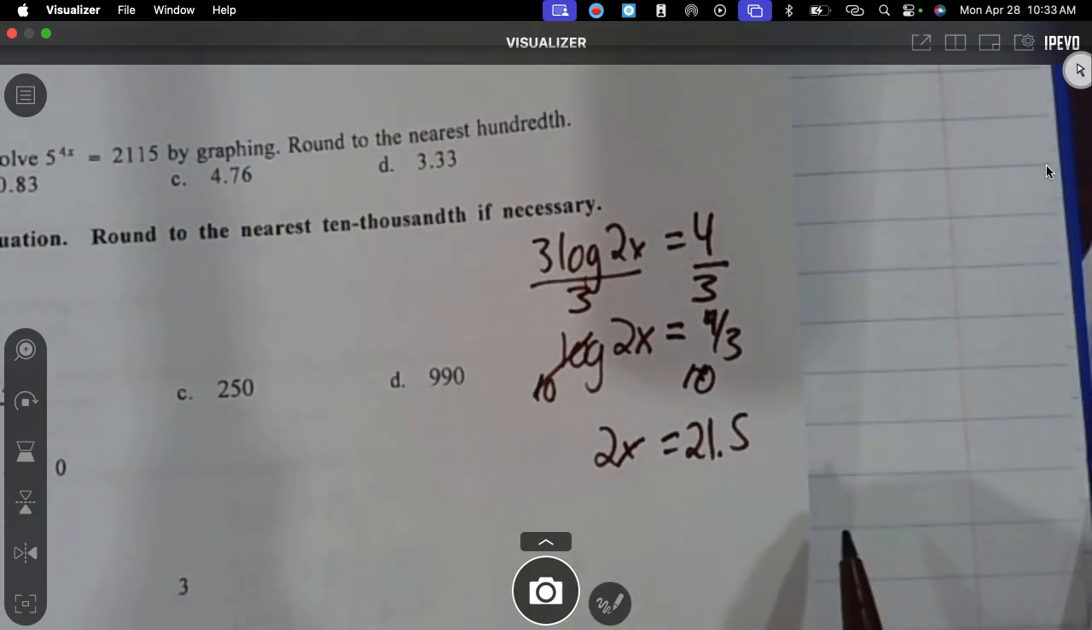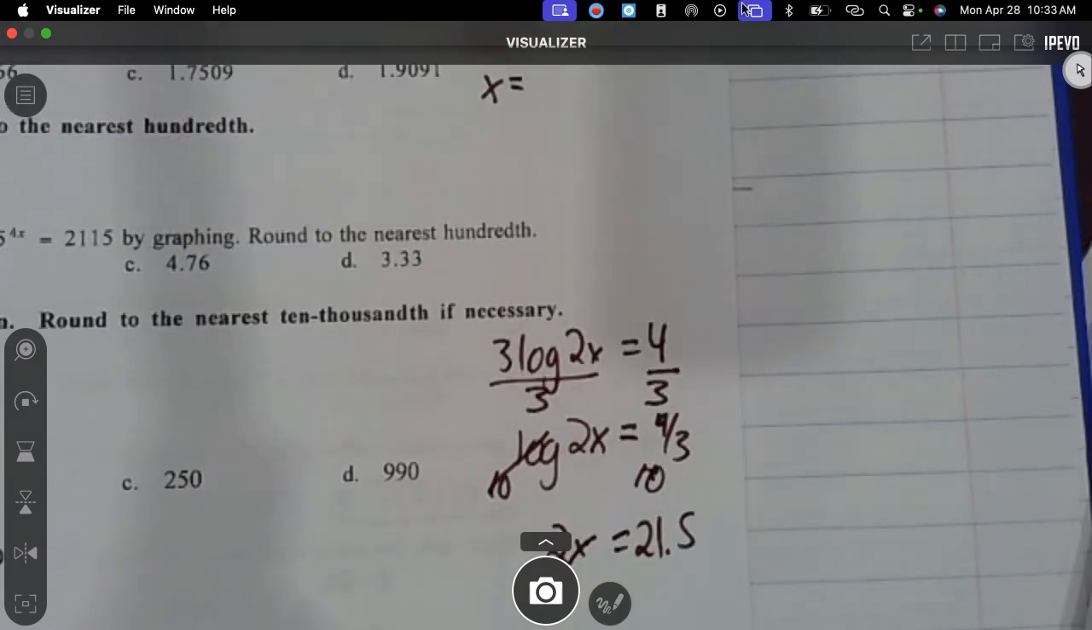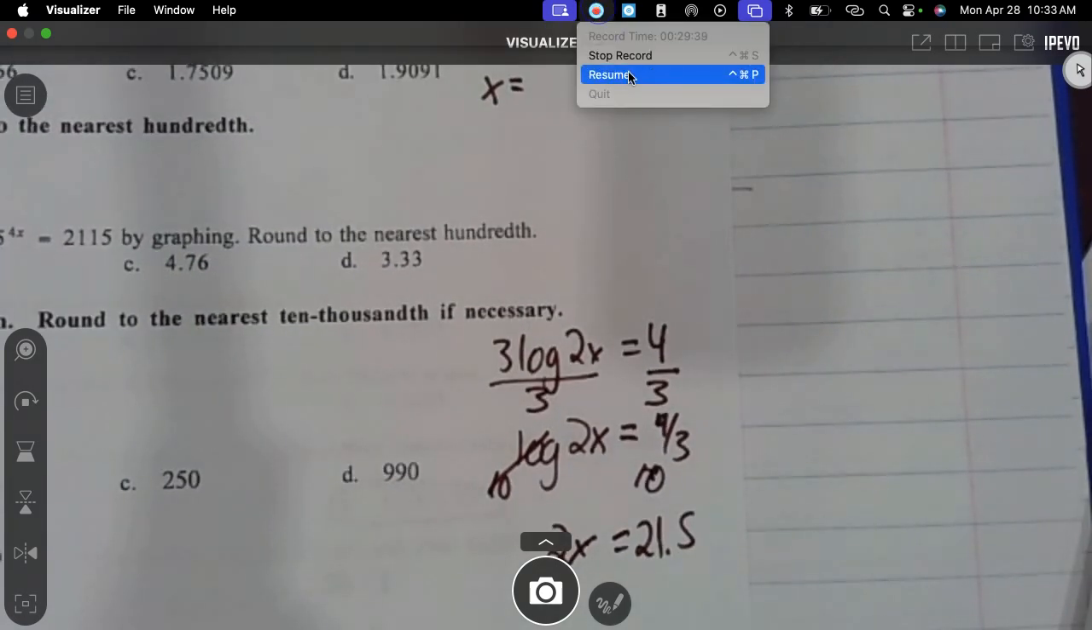I twisted my knee. Oh no. That's why I wasn't here last. Fell at the baseball game out there like an idiot.